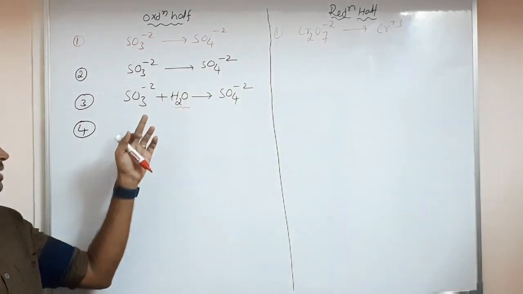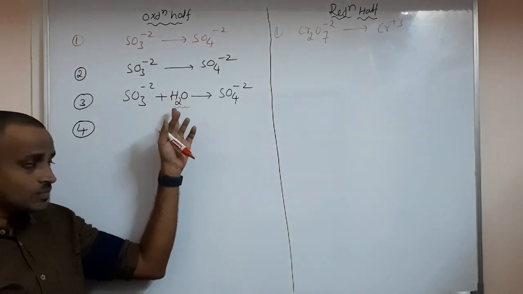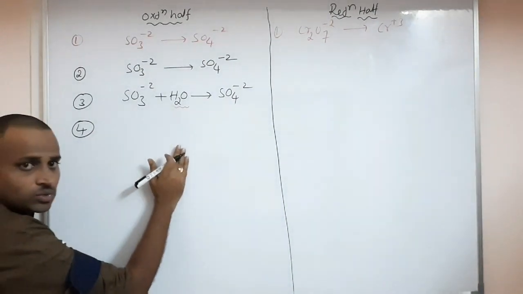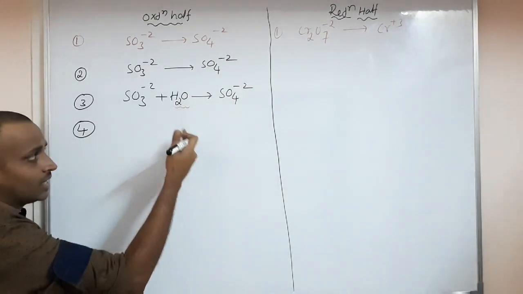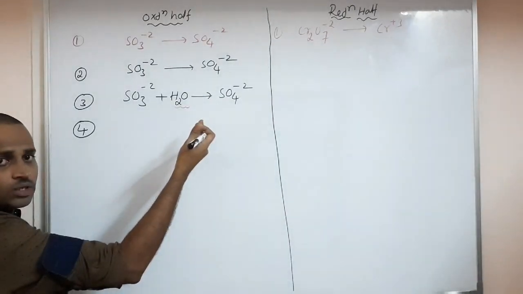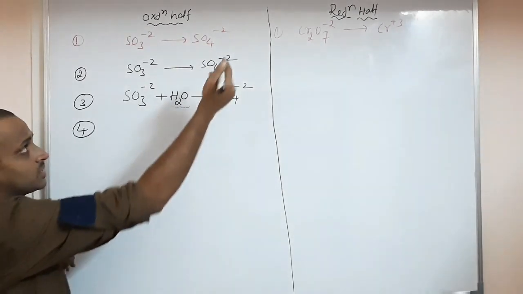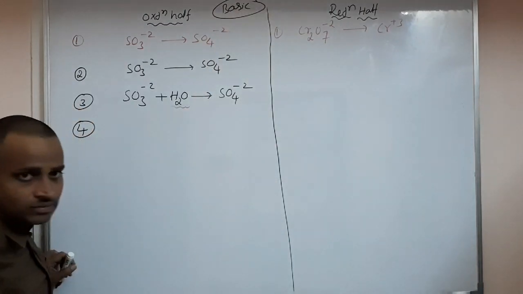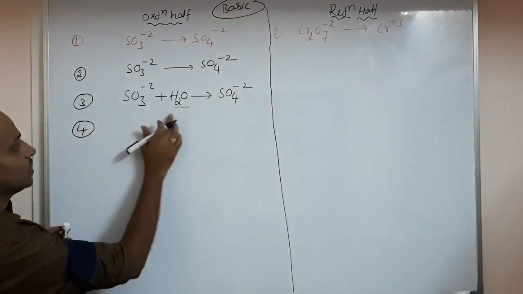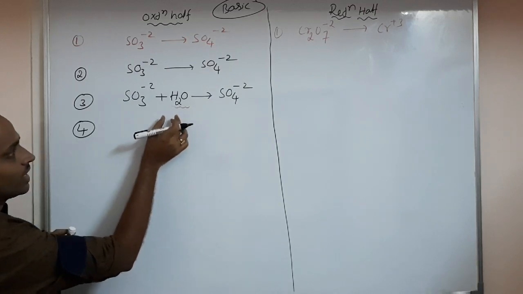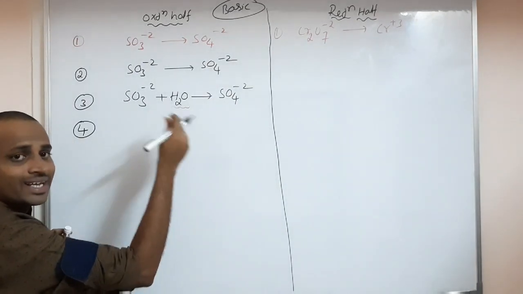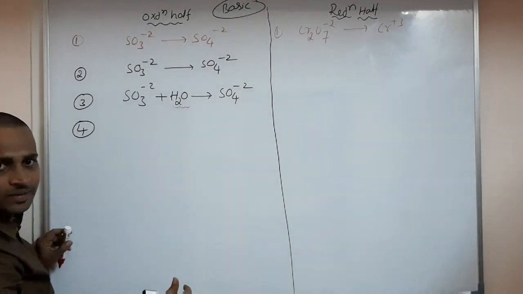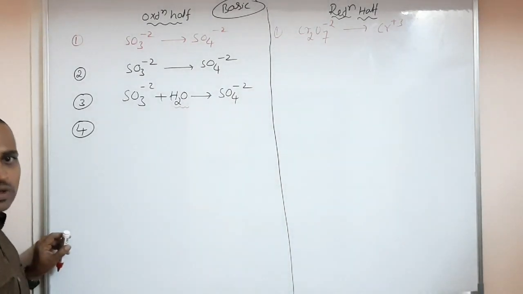And next, balancing of hydrogen. How to balance hydrogen? I told you previously also. Wherever you have more hydrogens, there you have to add OH minus ions, because we are doing this in what medium? In basic medium we are doing. So in basic medium, wherever you have more hydrogens, there you have to add OH minus ions. How many? However many hydrogens are more, that many OH minus ions we have to add.